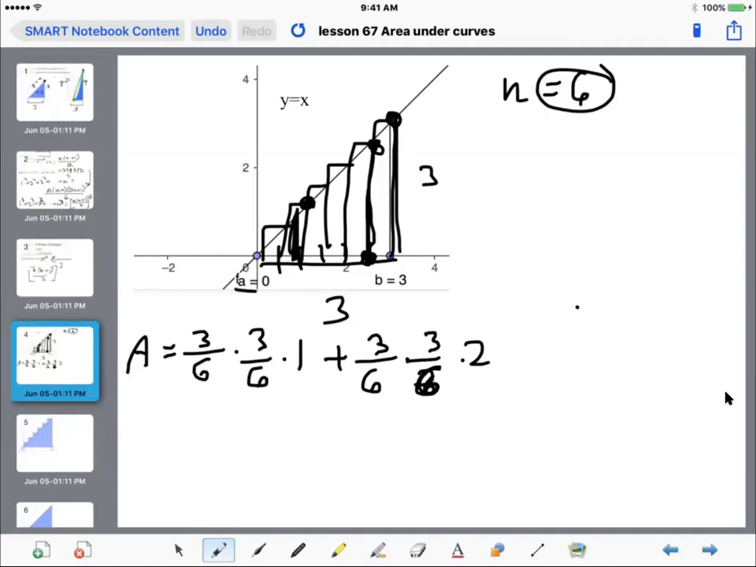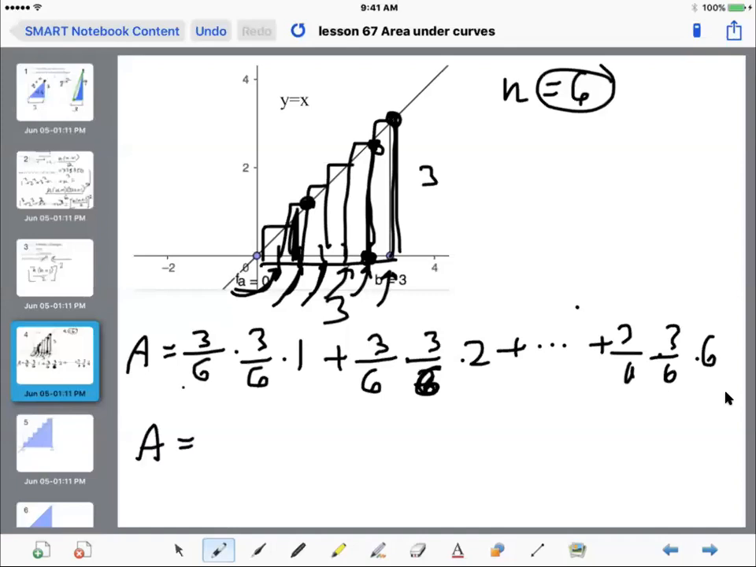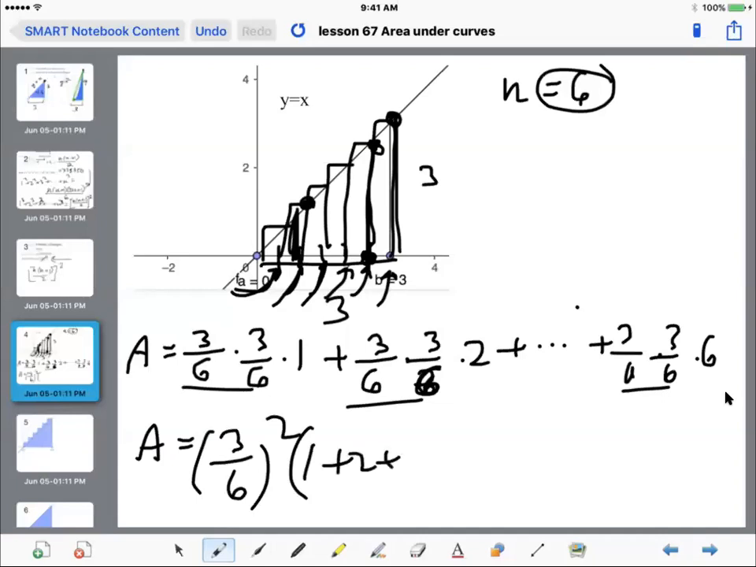Remember, these x coordinates on the axis are 3/6, 6/6, 9/6, 12/6, 15/6, 18/6. Now, if I do this all the way down, the last one is going to be 3/6 times 3/6 times 6. And notice how they all have 3/6, 3/6. So I'm going to write that as 3/6 squared. But what's left is 1 plus 2 plus 3 plus 4 plus 5 plus 6.